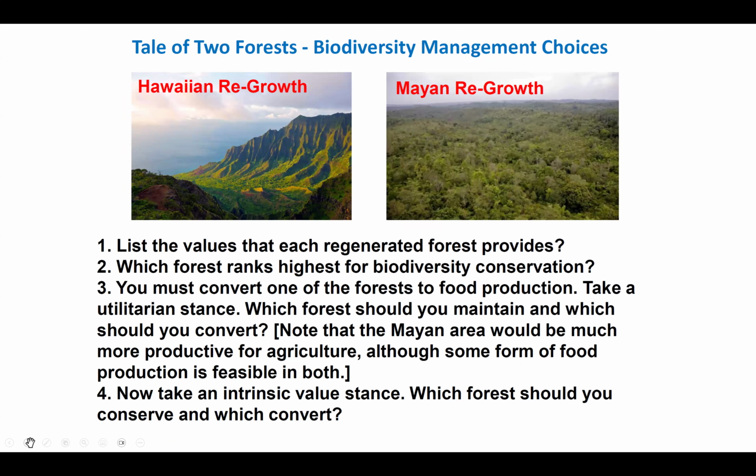So what I want you to do in your homework is go ahead and list the values that each regenerated forest would provide. Which forest ranks highest for biodiversity conservation? You need to convert one of them to food production. So I want you to take a utilitarian stance, which means ecosystem services. Which forest would you maintain and which would you convert? And think about all of these pieces, right? And then I want you to take an intrinsic value stance and talk about which forest you would conserve and which one you would convert. And then you're going to turn that in.